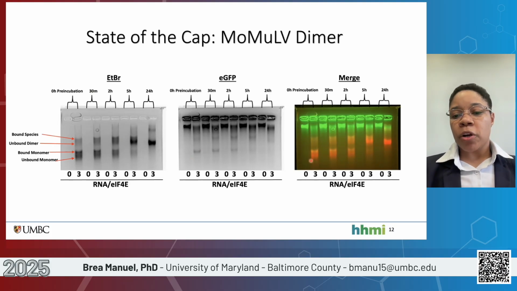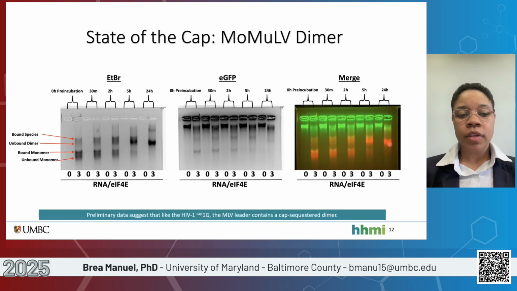If you look into the merge channel, we notice that when we have primarily monomer, as we expected, we have binding to our monomer. As we start getting dimer, we notice that we have binding to 2 different species. However, as we reach equilibrium at dimer, we notice little to no interaction with that dimer. Our preliminary data here suggests that, like the HIV-1 cap1G, the MLV leader may contain a sequestered cap in the dimer.